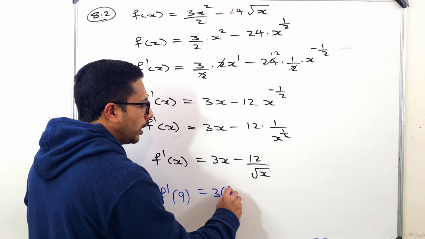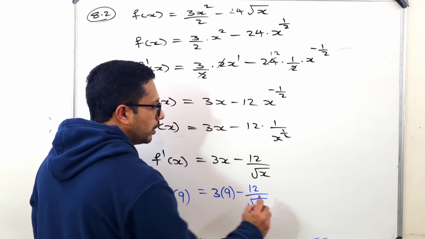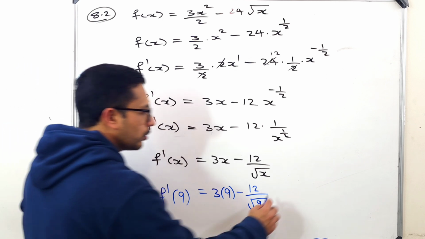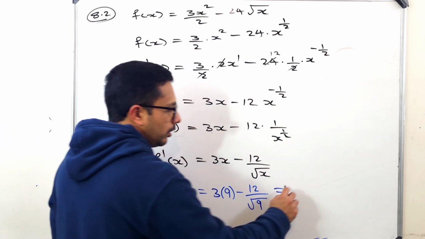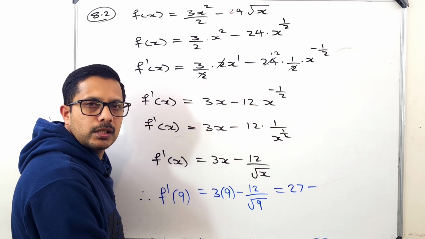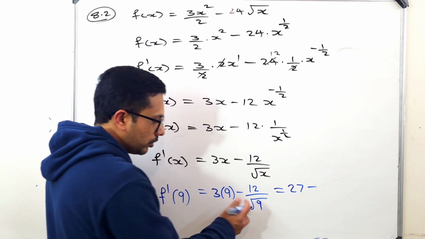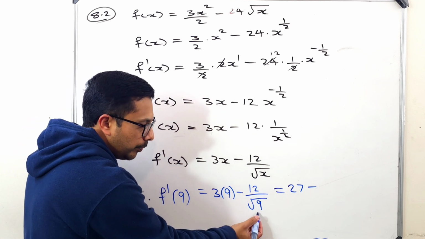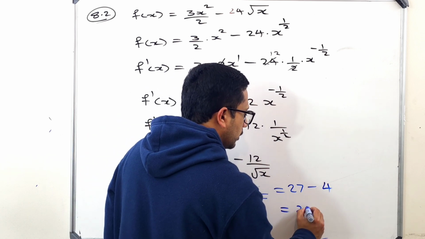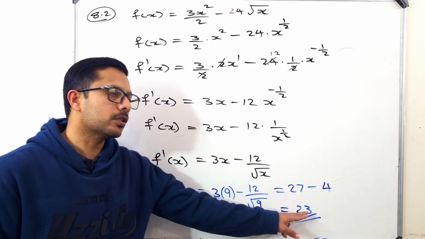3 times 9 minus 12 divided by square root of 9. Here I am going to take only the positive values. So what is 3 times 9? 27 minus square root of 9, we know that it is 3. So what is 12 divided by 3? It is 4. Square root of 9 is 3, 12 divided by 3 is 4. So 27 minus 4. So what is the answer? 23. So the answer of f dash of 9 is 23.